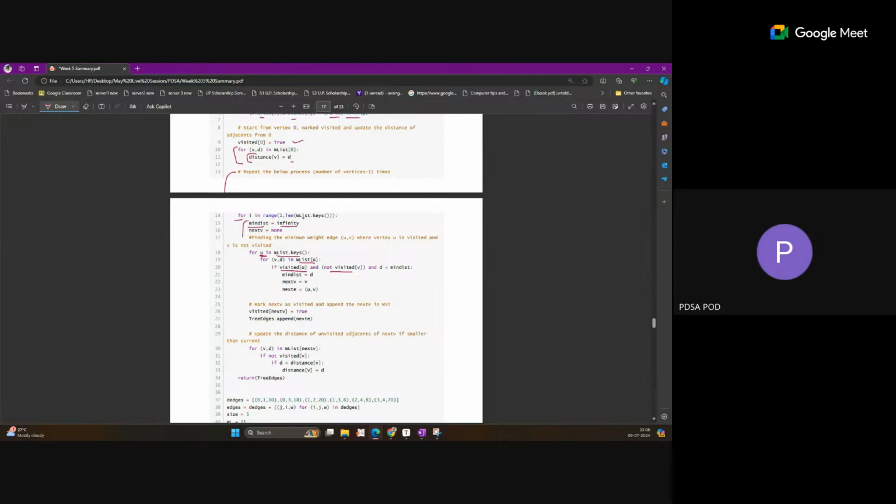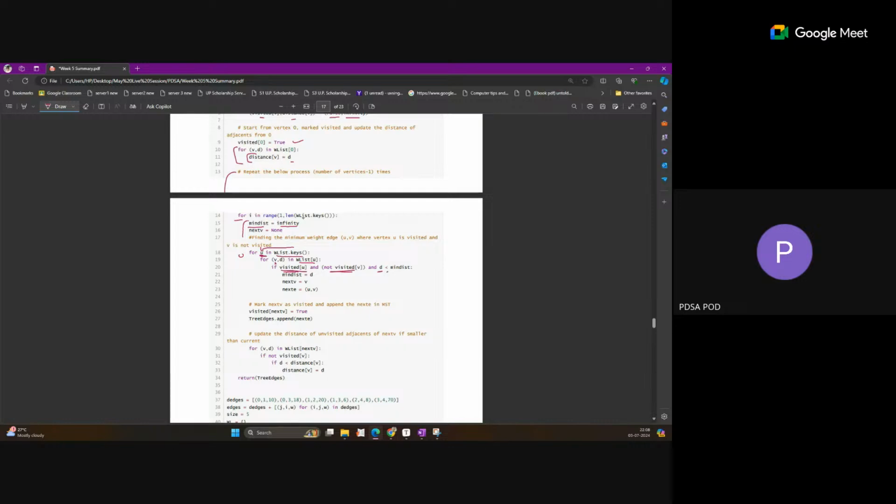So we are reading the key correctly. This key will traverse 0 key first. So in this way, now we will check if U is visited and the adjacent edge which is connected from that U. Okay, so this is actually V. If that is not visited and the distance is less than the minimum distance.